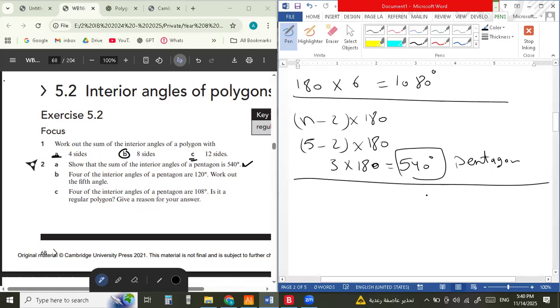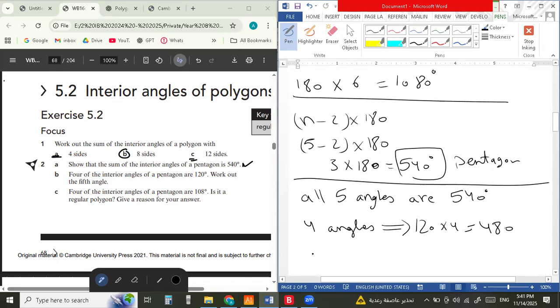I know that all the 5 angles are 540. 4 angles are 120 degrees each, so 120 times 4, which is 480. Find the fifth angle. How can I find it? It is 540, which is all the 5 angles together, but you subtract from it the 480, and it's going to give you 60 degrees exactly.